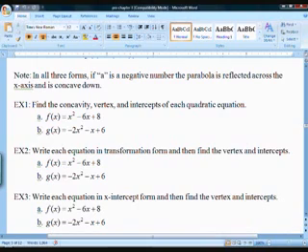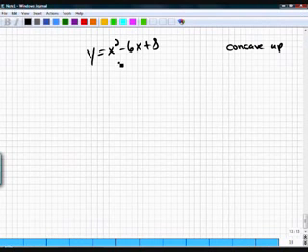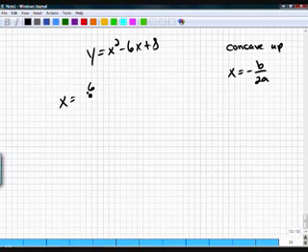Next up says to find the vertex. Since it's in this form, the easiest way to find the vertex is using that formula, negative b over 2a. So therefore x equals 6 over 2, which is 3. But the thing about it is the vertex is a point. Is that a point? That's half a point. Therefore, in order to find the other half of the point, because your vertex, now I'm just going to put V in front of my point here, your vertex is going to be (3, something).